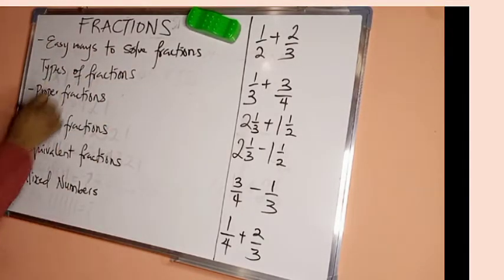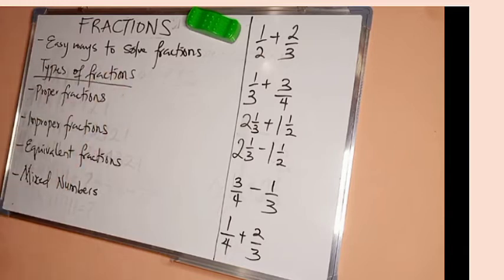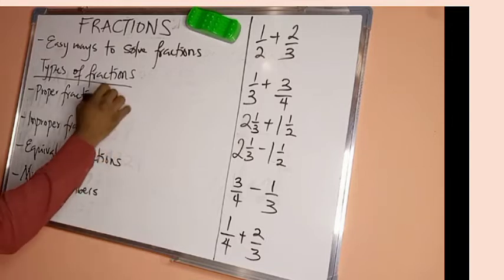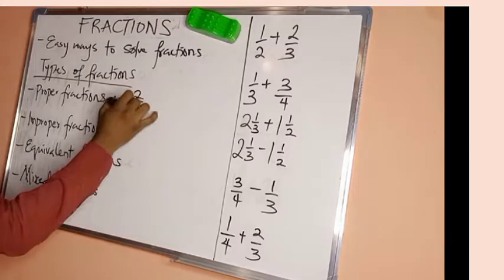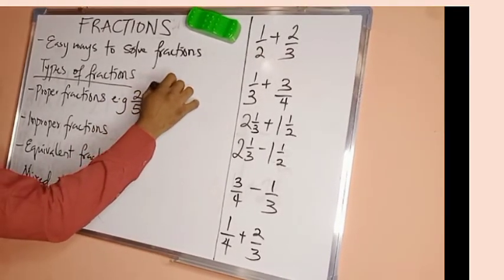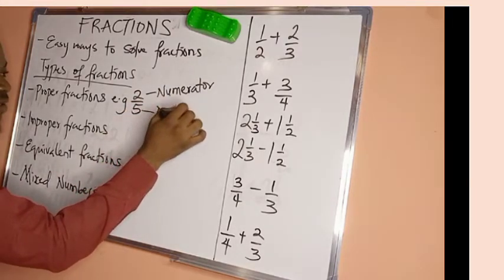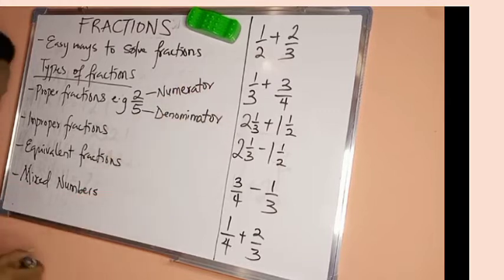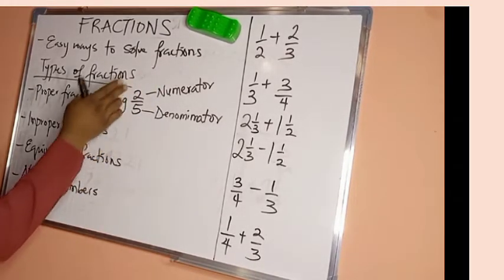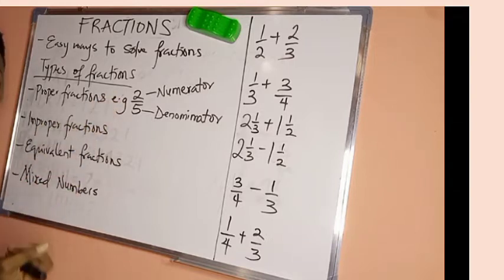Now here we have types of fractions. Let's just do a mop up. We have proper fractions. What are proper fractions? Proper fractions are fractions where the numerator is lesser than the denominator. An example is 2 over 5. This is what we refer to as the numerator, while this is the denominator. I like speaking in mathematics terms, so you need to know what I'm saying. The numerator must be smaller than the what? Denominator. That's a proper fraction.